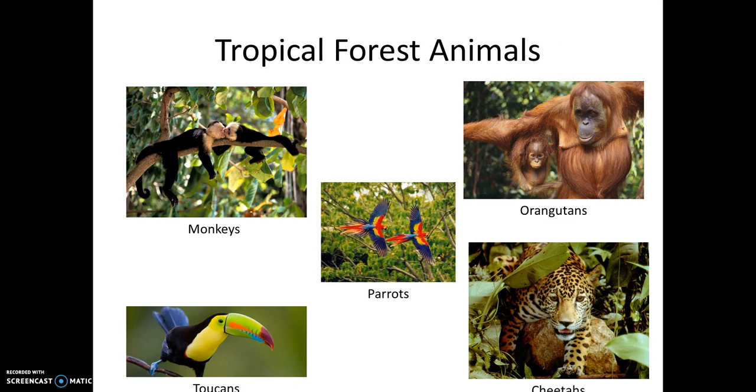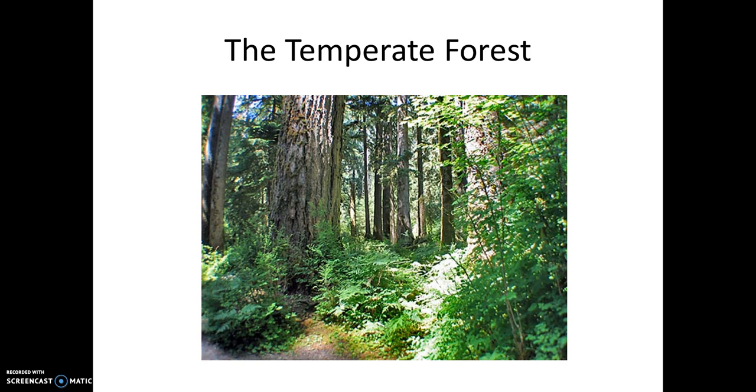So tropical forest animals include birds such as parrots and toucans, which you can see here, and small mammals such as monkeys and cheetahs and bats and orangutans. So varied, there's a lot of different animals there, and a lot of them are not found other places.